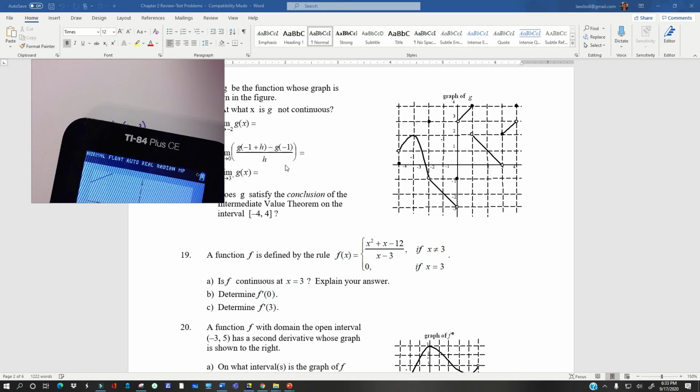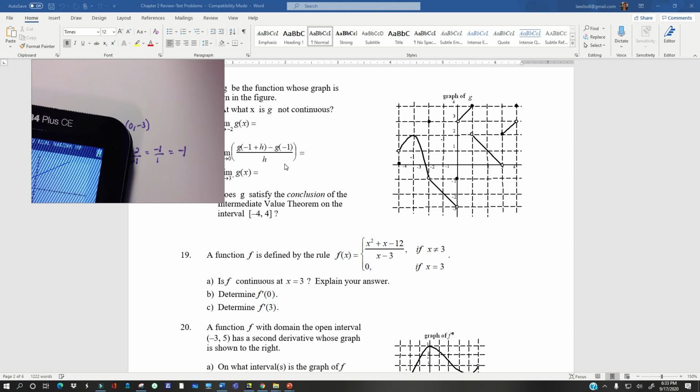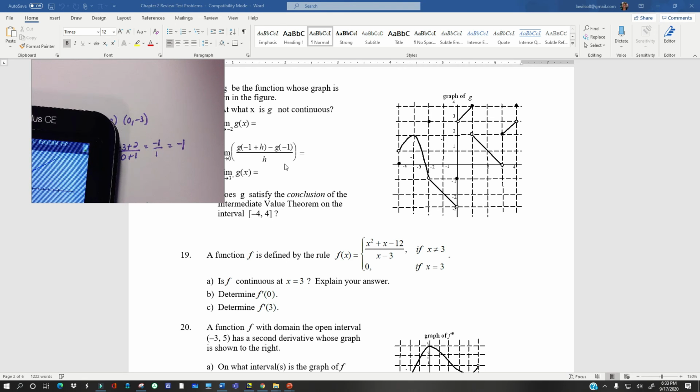I'm probably going to have to adjust my window. I am. So I'm going to do a Zoom 6, and that should do it. No, it's not going to do it. It's such a terrible calculator. It's really too bad. I'm going to have to find my other TI, my gray one, and use that one because that one's so much nicer.